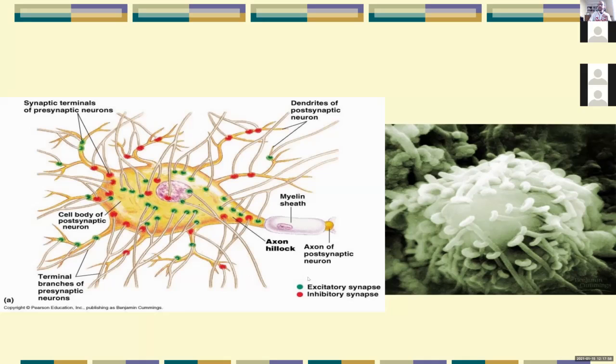We call the go synapses excitatory. They excite the neuron that they're attached to. We call the stop messages inhibitory. They stop the next neuron. They inhibit it from firing.